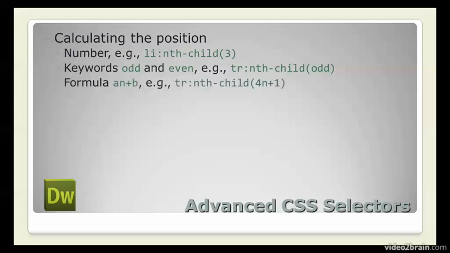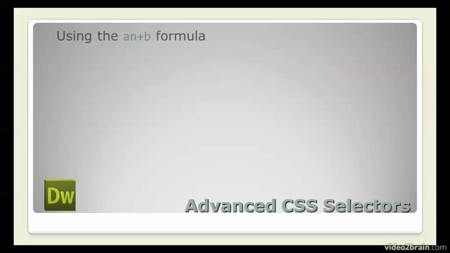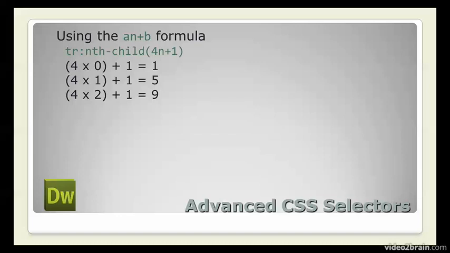And also you can use the formula an plus b. For example, this one uses 4n plus 1. The a and b must be numbers. n is the literal character. And to explain how this works, let's just take a look at a few examples. n starts from 0, so what you do is you multiply the first number by 0, 1 and 2. And then add whatever the second number is.